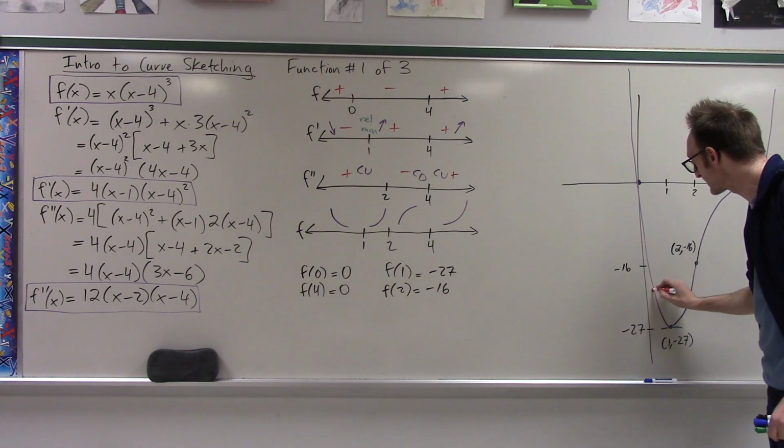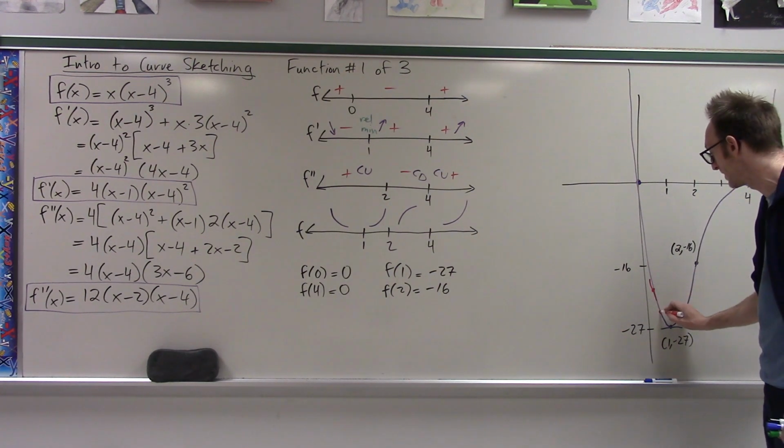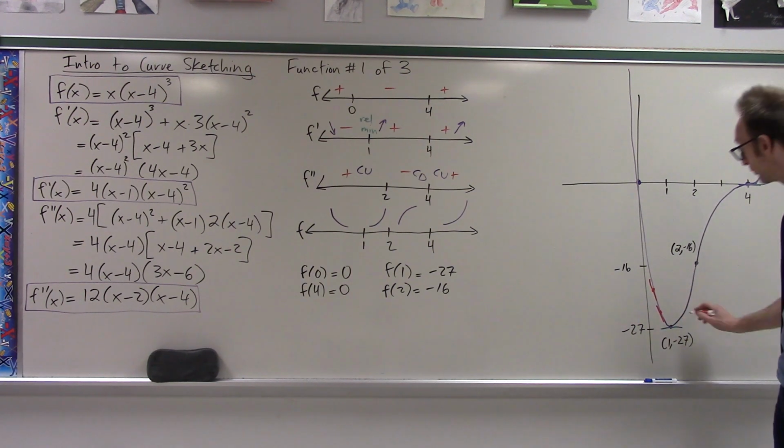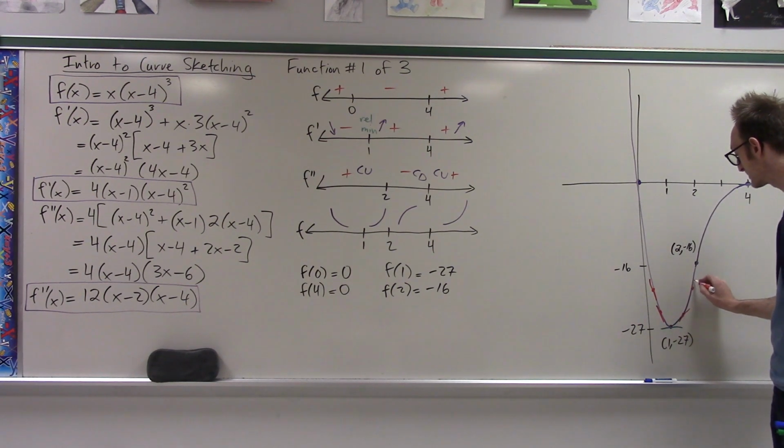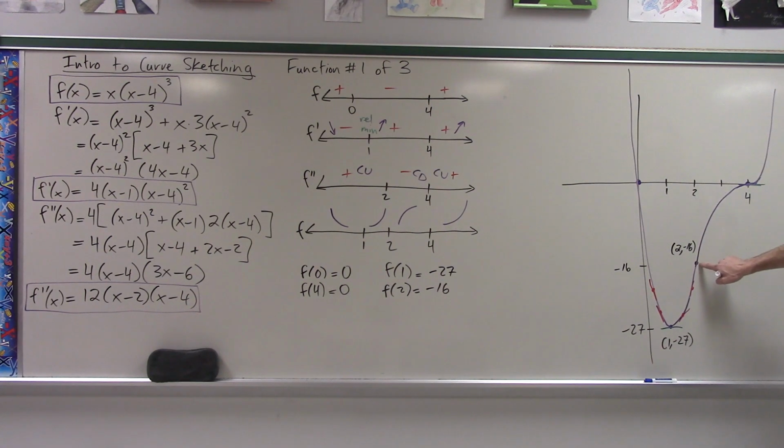Alright, so what is there to say? The only thing to say is that on this interval, the function is concave up, which means that the tangent lines lie below the curve. Here we are still concave up, so the tangent lines still lie below the curve, but then starting at x equals 2, this is what we call a point of inflection. The concavity changes, and now the curve is concave down, which means the tangent lines lie above the curve. And then there is one more change of concavity here at x equals 4, and it goes from being concave down to concave up.